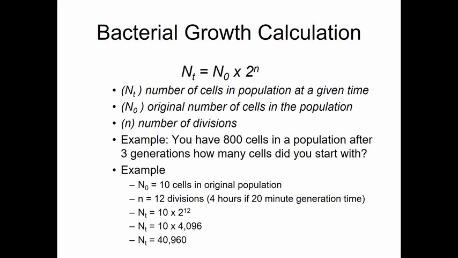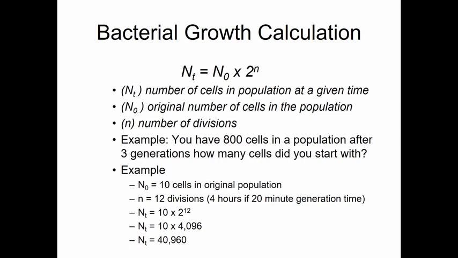If I said it takes 4 hours for those 12 generations to occur, what's its doubling time? You could literally just convert that 4 hours into minutes, okay? 240 minutes divided by 12. Okay? We're making sense in how to use this calculation?